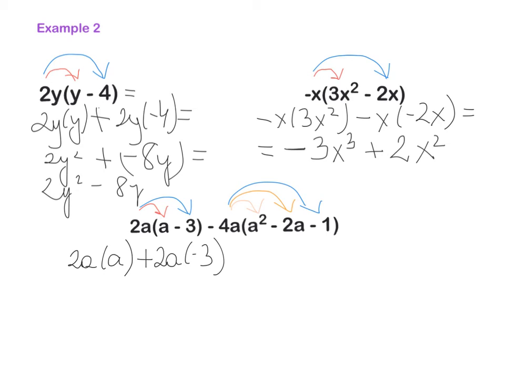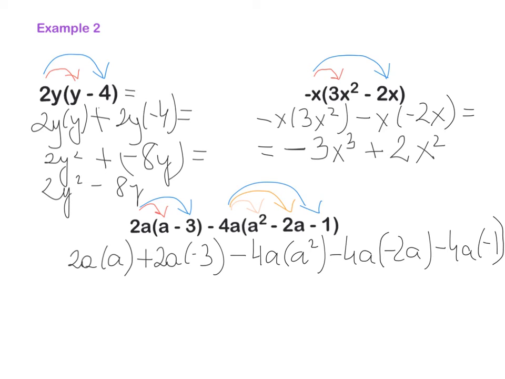Then we need to look at the second part, and we have minus 4a multiplied by a squared, minus 4a multiplied by minus 2a, and minus 4a multiplied by minus 1. Okay, so we need to write it down. Minus 4a multiplied by a squared, minus 4a multiplied by minus 2a, and minus 4a multiplied by minus 1.